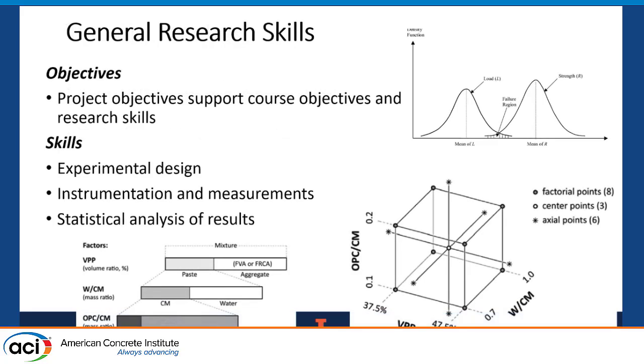With the first one, which I'm calling general research, the idea is that I want the project to support the course objectives, but also sneak in all the research skills that would be necessary in a graduate program. So what are these skills that I keep alluding to? Well, experimental design, experimental design, experimental design.